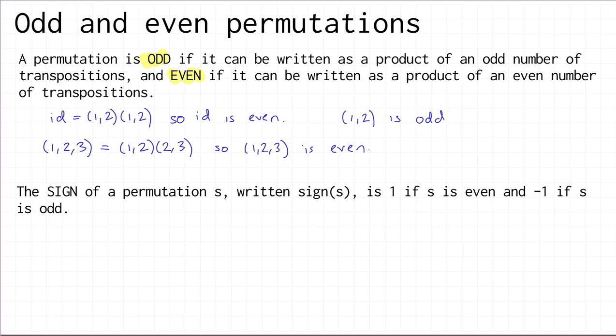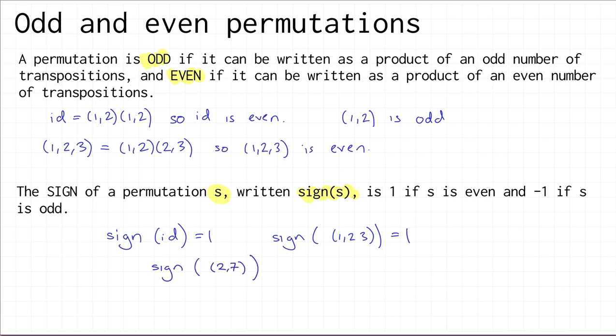We also talk about the sign of a permutation, which is a completely related concept. So the sign of a permutation S, which we write like this, is 1 if the permutation was even and minus 1 if the permutation was odd. So for example, the sign of the identity would be 1, and the sign of the three cycle (1 2 3) would also be 1, but the sign of a transposition, (2 7) for example, that's an odd permutation, so its sign is minus 1.